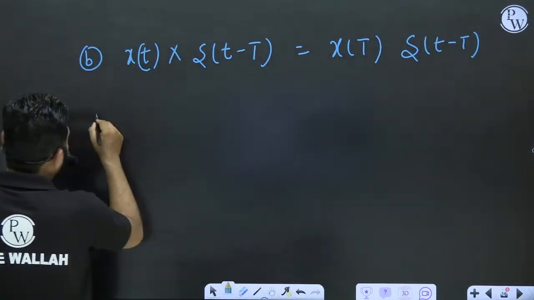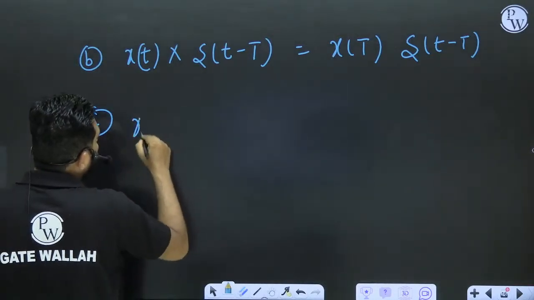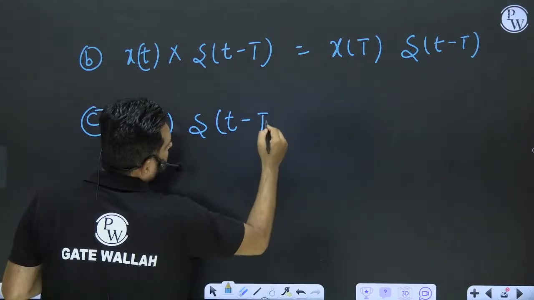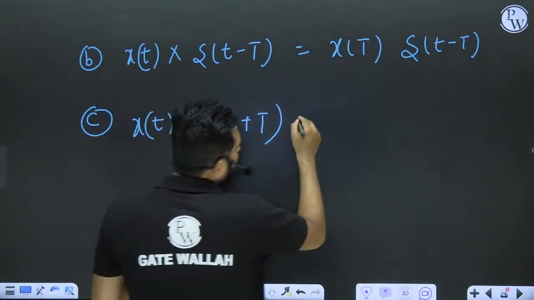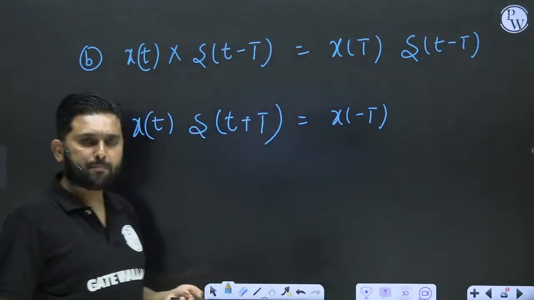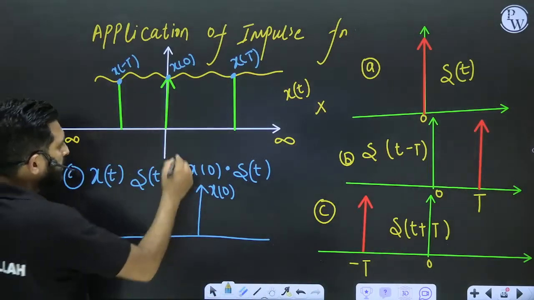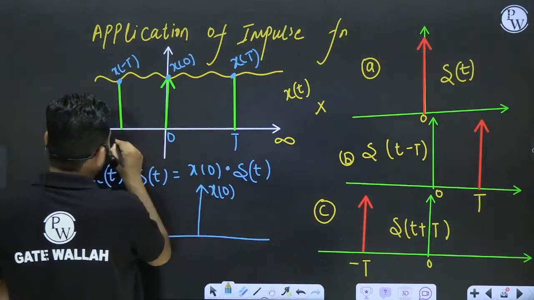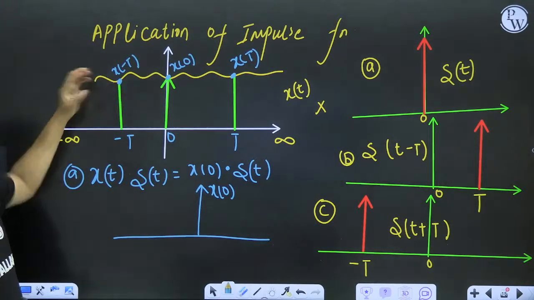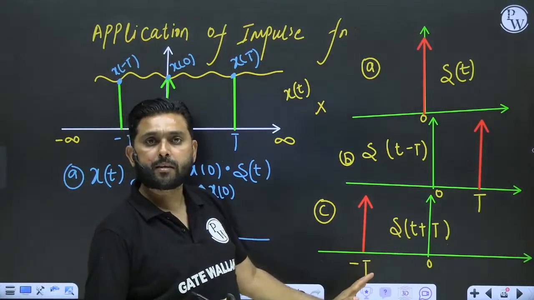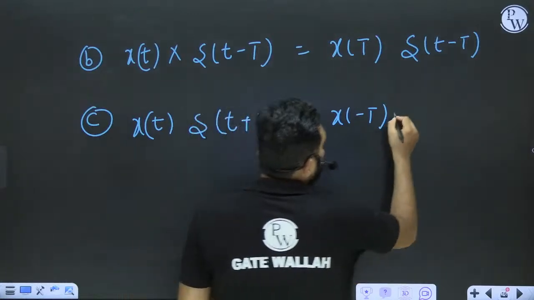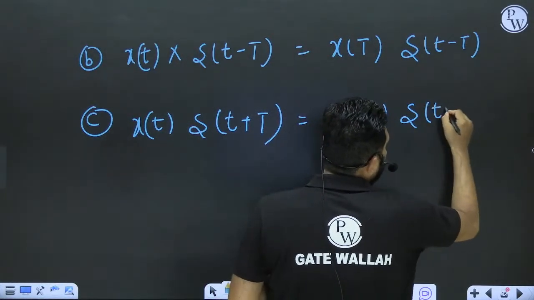Similarly, for part C, suppose we have x of t multiplied with delta of t plus T. Then this is a function which exists at minus T. This is 0, this is capital T, this is minus T. This is an impulse function at t equal to minus T. So how will you say it? It is delta of t plus T.